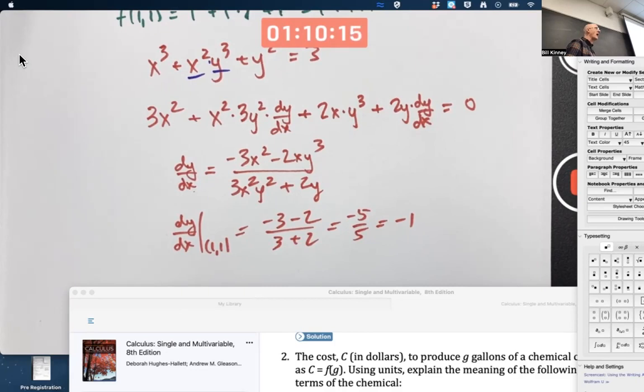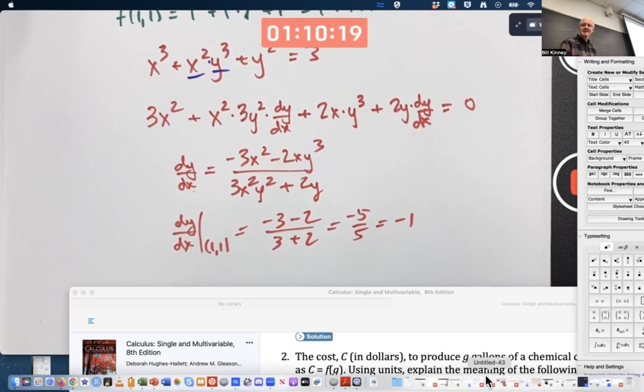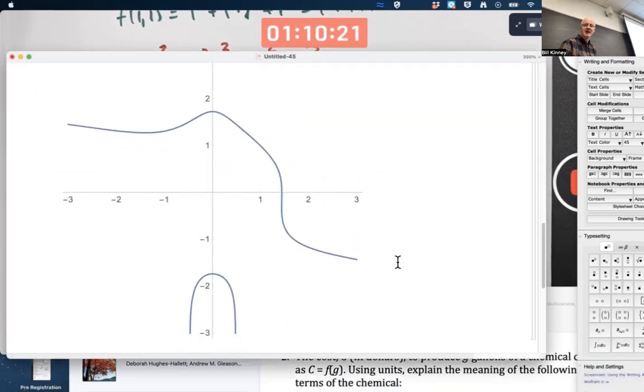The assumption that y is a function of x is essential. And it doesn't matter that this graph doesn't pass the vertical line test because pieces of it do. If I focus near this point, that piece passes the vertical line test. I ignore everything else. Okay?